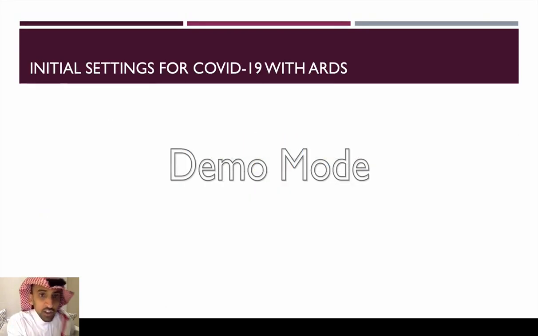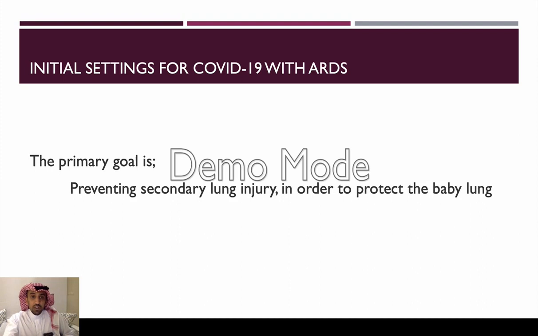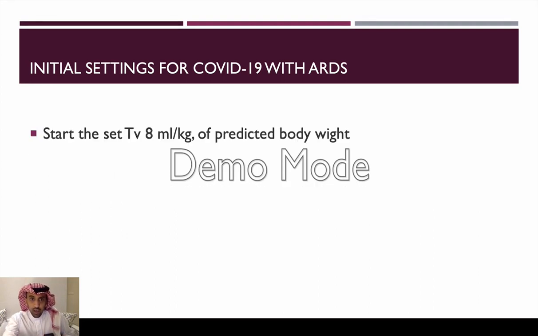The initial settings for COVID-19 with ARDS. The primary goal in ARDS ventilation is preventing secondary lung injury in order to protect the baby lung, which is the lung not affected by the ARDS.